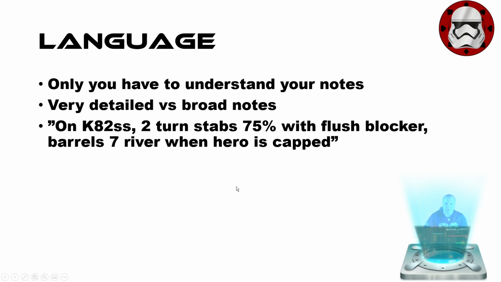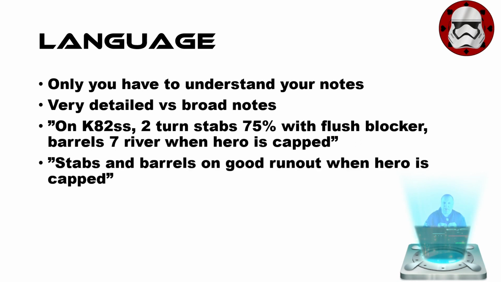So if you're multi-tabling, when you just read it quickly, can you process the information? And understand, how do I use this information? What does this detailed action mean? And how do I use that information? So, same situation, but another player might write a note that stabs and barrels on good run out when hero is capped. Same situation, same kind of information, not so detailed. And then a third player might just write down that he's a bluffer.